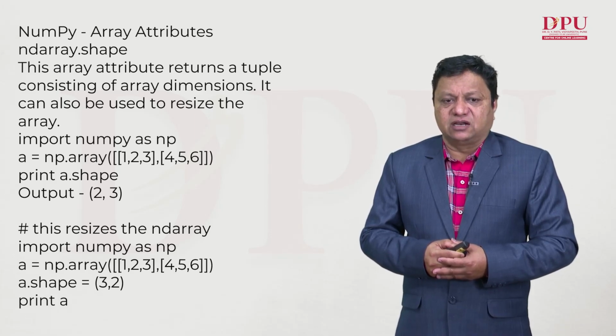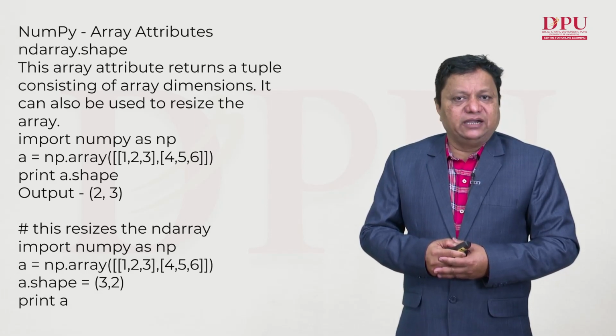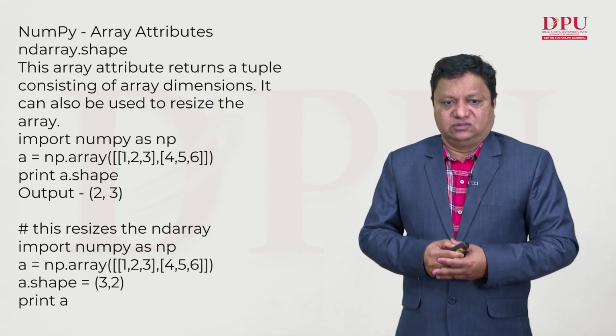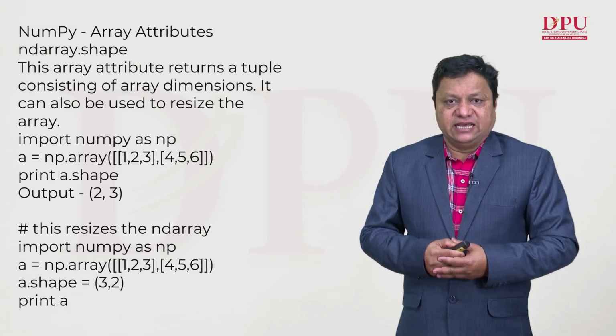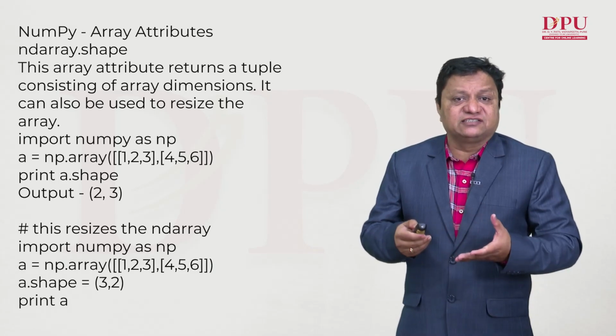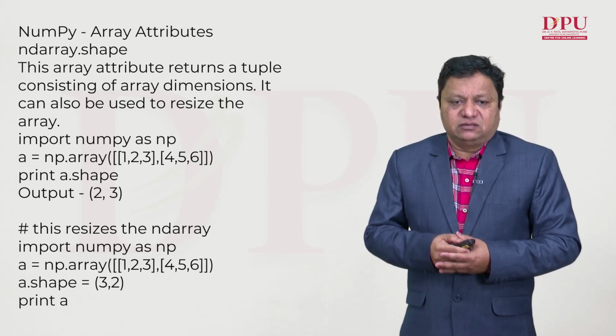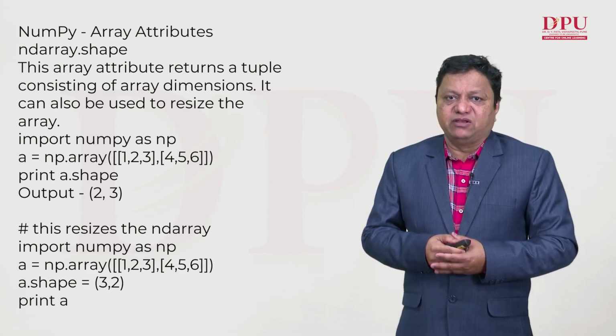So the dimensions are 2 rows and 3 columns. So this resizes the ndarray. If you want to change the size of the array, how can it be done? It can be done by using the shape attribute.